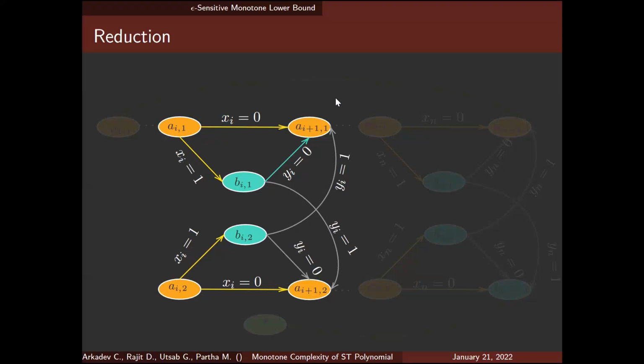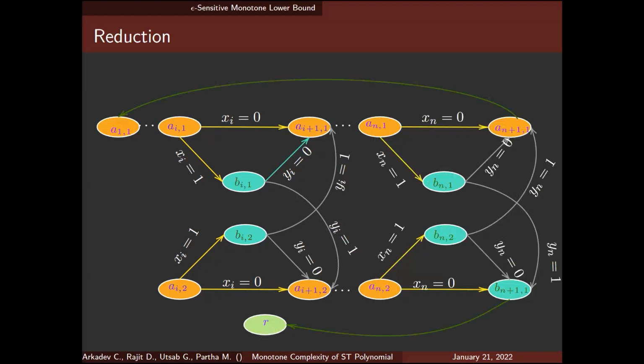But an interesting thing happens when xi times yi equal to 1. Observe, there is a path from the top Alice node of the ith gadget to the bottom Alice node of the i plus 1th gadget. So there is a change of layer here. Similarly, the bottom Alice node of the ith gadget is connected to the top Alice node of the i plus 1th gadget. Now for xi times yi equal to 1, this changing of layer in the paths will help us to show how this reduction works.